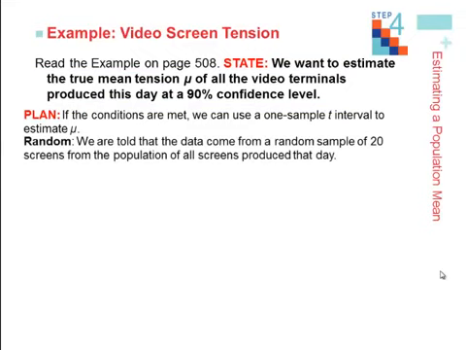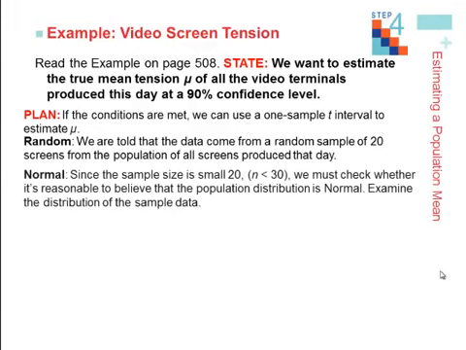Checking the conditions, randomness: you're told that the 20 data screens come from a simple random sample. Normal. There is a problem here. Since the sample size is small, it's 20, which is not greater than 30, we must check to see if it's reasonable to believe the population distribution is normal. So we need to examine the distribution of sample data.